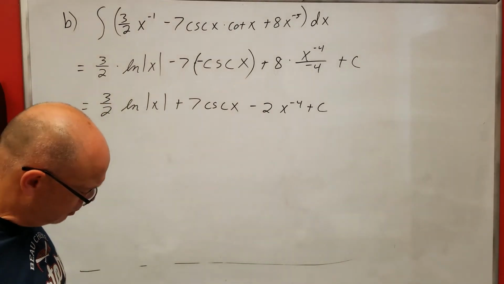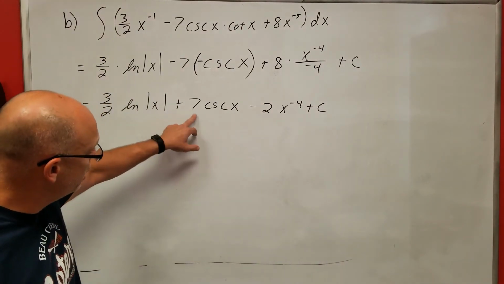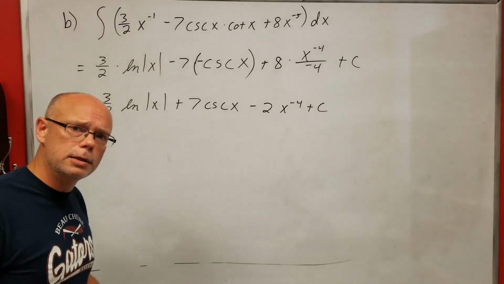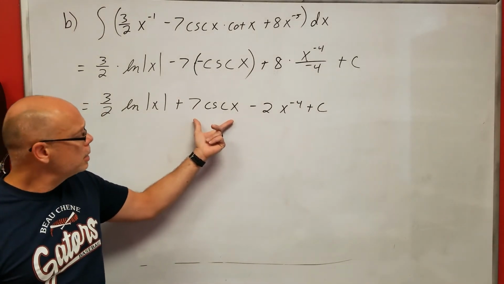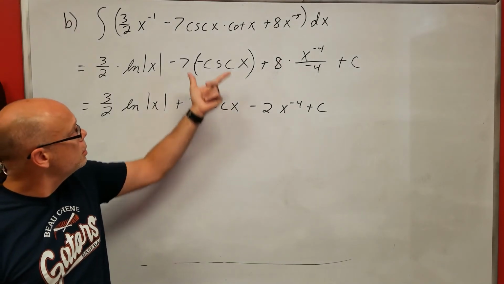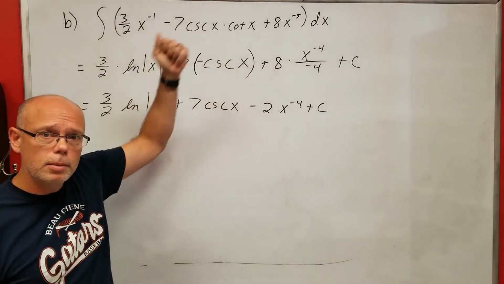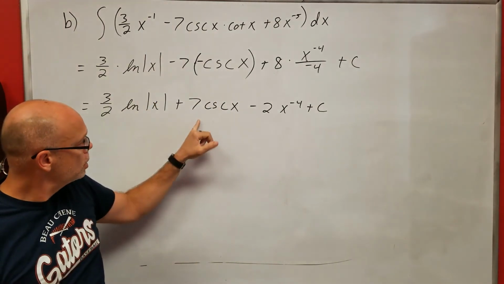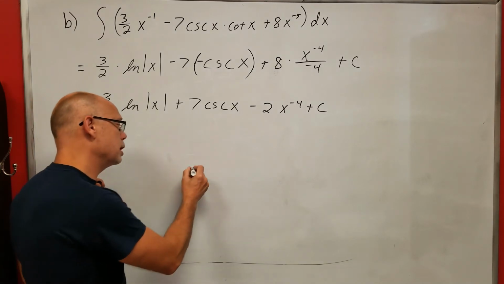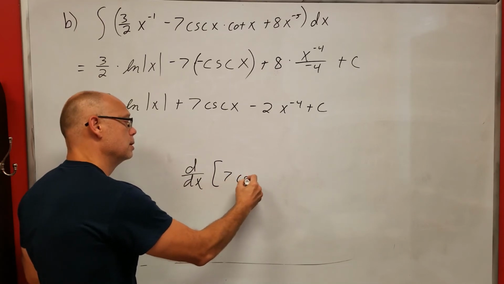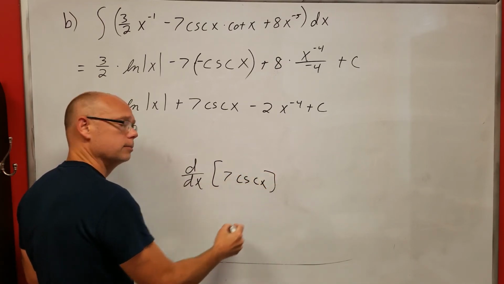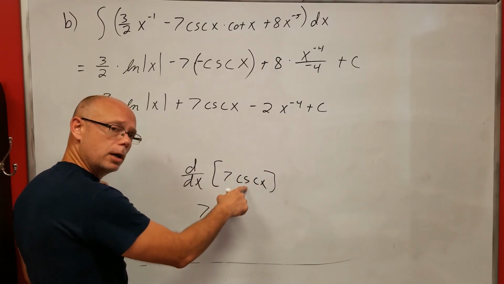Now let's see. Let's suppose I'm really unsure about that term right here. What could I do? Remember, take the derivative of this, and do you get back that? If so, you probably did it correctly. What's the derivative of, like I'm checking myself, scratch work again. What's the derivative of 7 cosecant of x? Well, that'd be 7 times the derivative of cosecant.